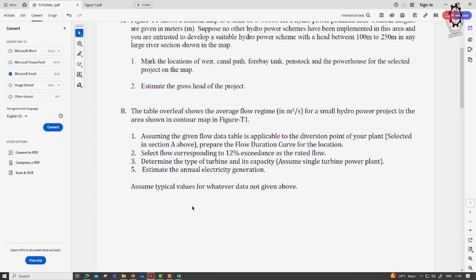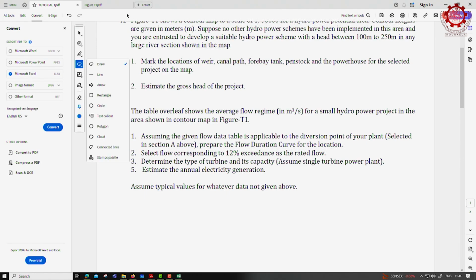Then we are asked to estimate the annual electricity generation, right. We have done the determination of the type of turbine and capacity. Capacity now you can calculate using P equals efficiency into Q rho G H. The capacity we calculate for maximum efficiency, assume maximum efficiency as 90% for the turbine, and for the other equipment suitably, generator about 96%. Let me write here.